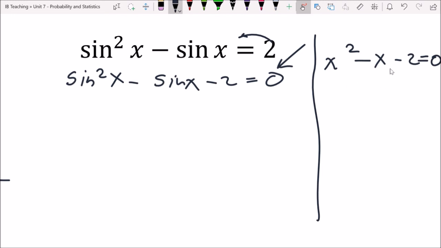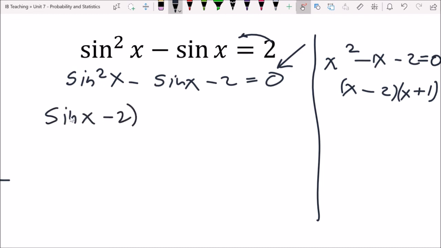Look at the similarities between this and our question. Let's try to factor this one and see what happens. Is this factorable? Let's see. We've got a 2 and a 1. We need them to multiply together to be negative 2 and add to be negative 1. So if I do minus 2 plus 1, I think that works. Negative 2 times 1 is negative 2. Negative 2 plus 1 is negative 1. That's how it factors. So guess how this one factors? So we get sine x minus 2 times sine x plus 1, exact same factoring.